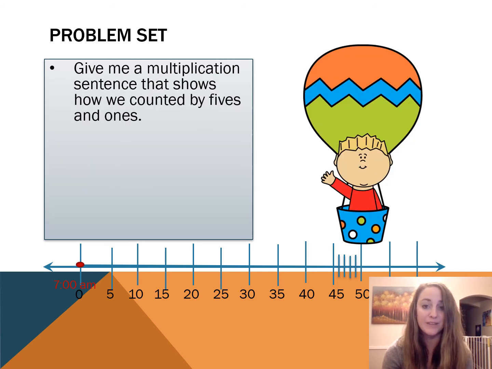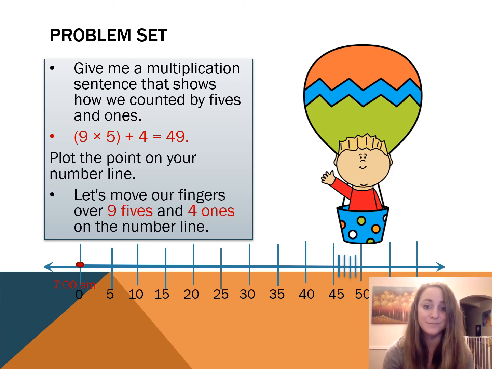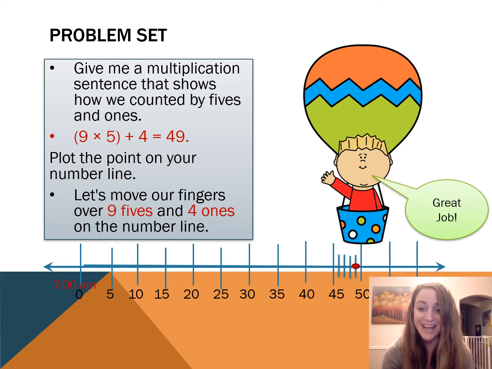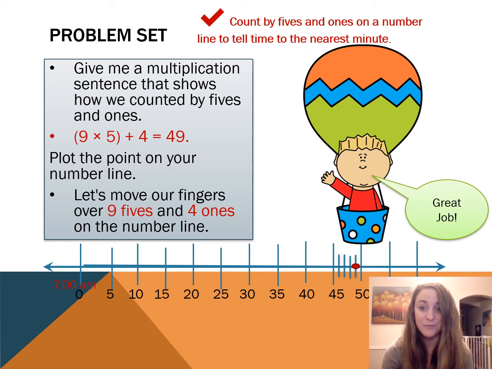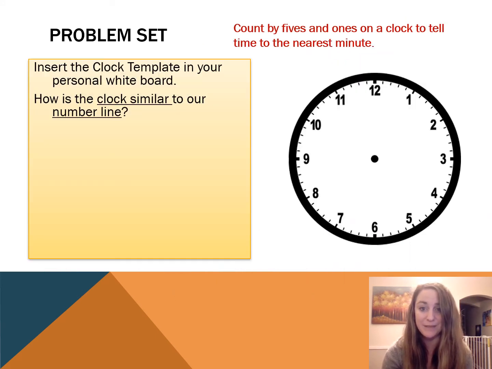Give me a multiplication sentence that shows how we counted by 5s and 1s. 9 times 5 plus 4 equals 49. Let's move our fingers over 9 5s and 4 1s on the number line. Look at my plot moving. Great job! We have counted by 5s and 1s on a number line to tell time to the nearest minute.